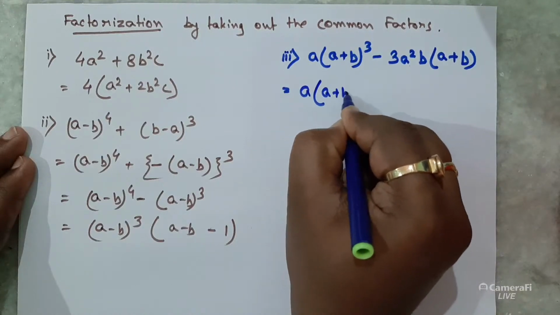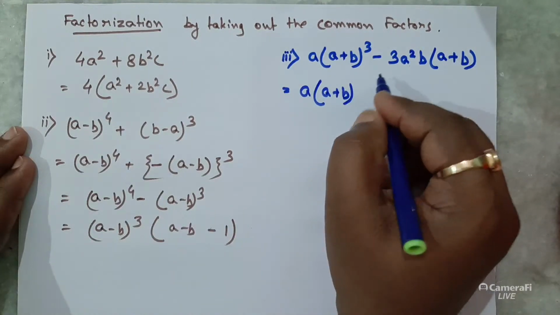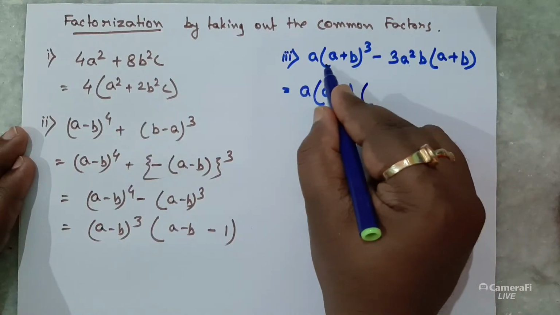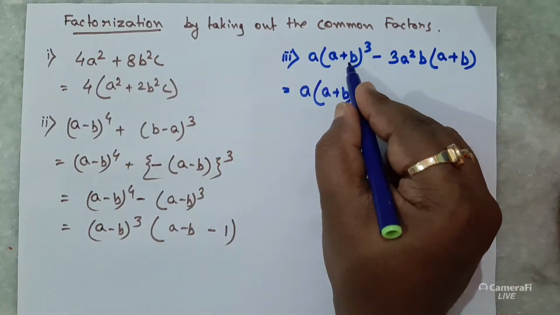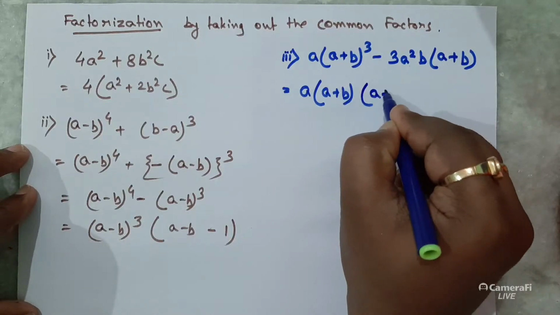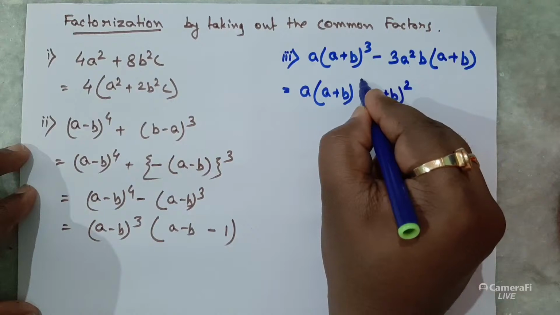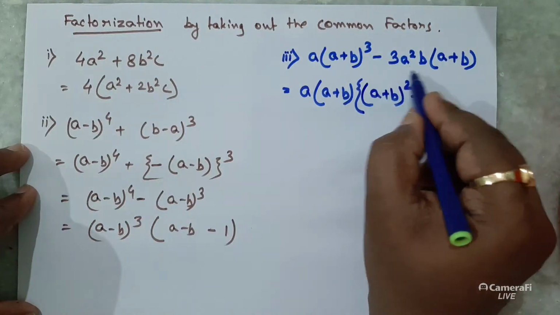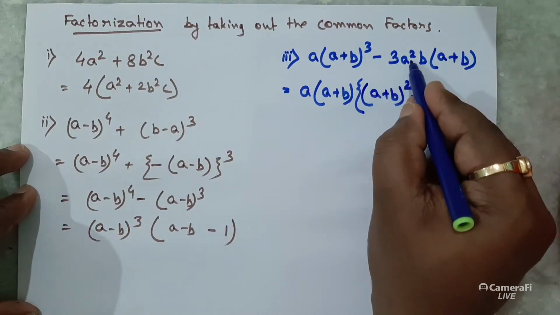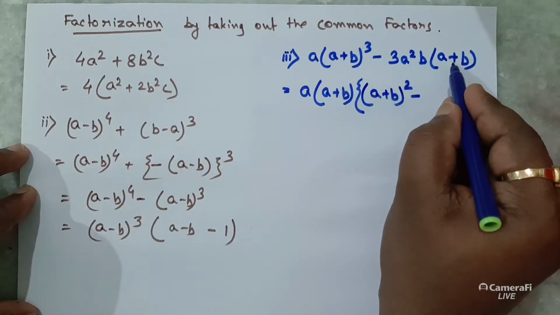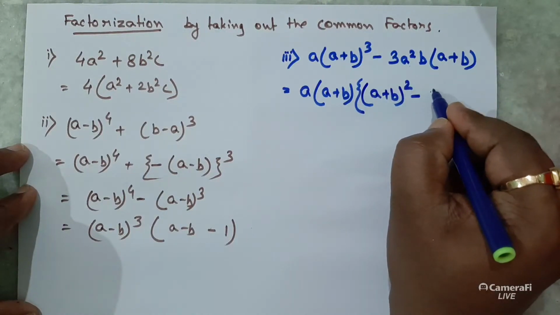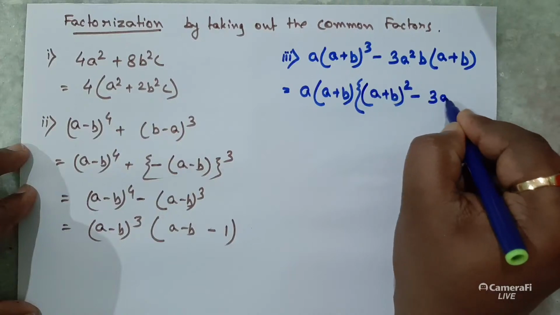I am taking the common first, a into a plus b, and then if I take a into a plus b, what remains? A plus b whole square. So I have written a plus b whole square, then minus, here if I take a, then it will be 3ab, and a plus b is there, so it will be only 3ab.